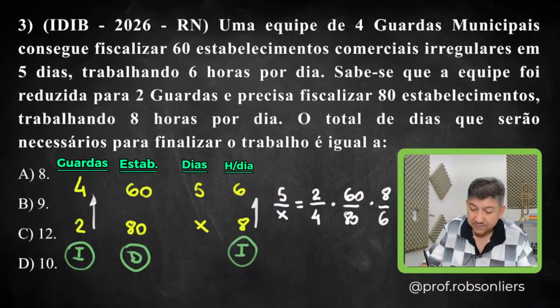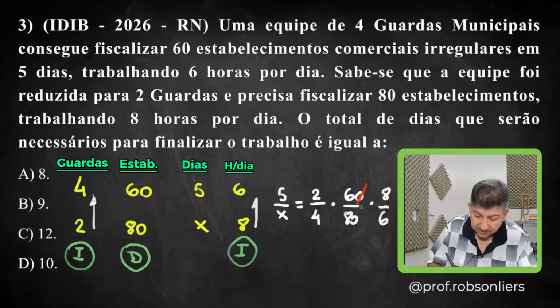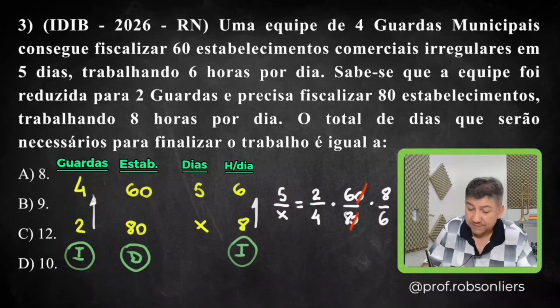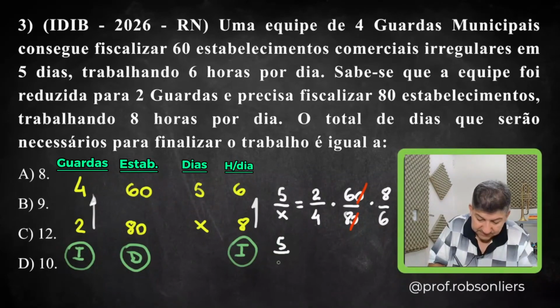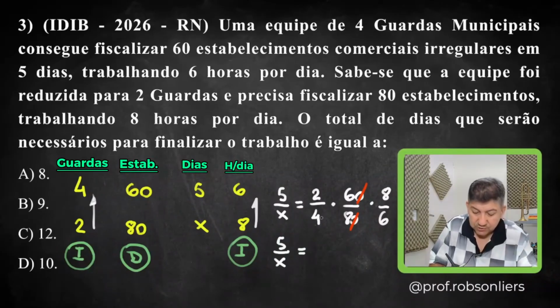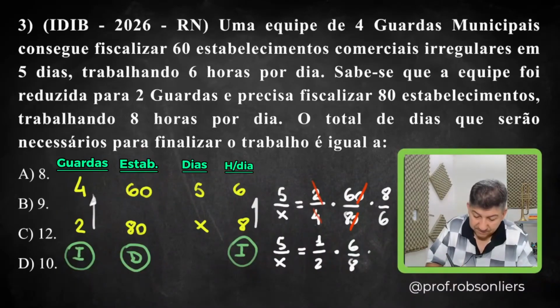Now, look how beautiful this is. We can simplify this 0 with this one. I'll explain each step so it's clear, instead of just crossing it out. 5 over x, I'll repeat, 5 over x equals 2 over 4. We can simplify by 2. 2 divided by 2 is 1, and 4 divided by 2 is 2. So, 2 over 4 simplified becomes 1 over 2. Times 6 over 8. We canceled the zeros on top and bottom times 8 over 6.